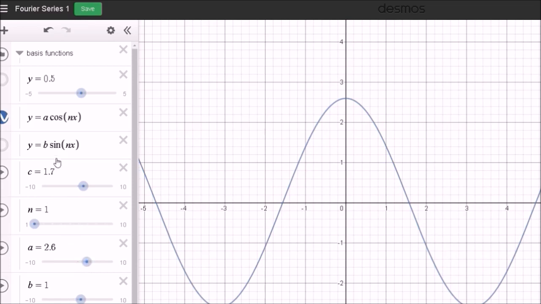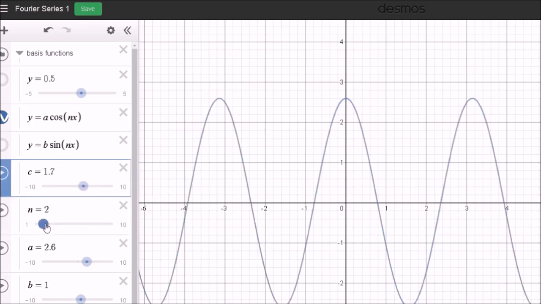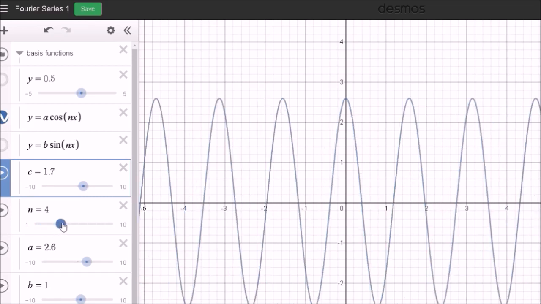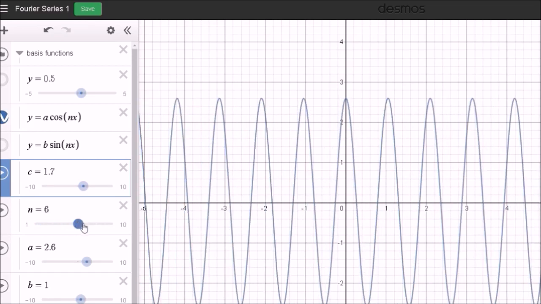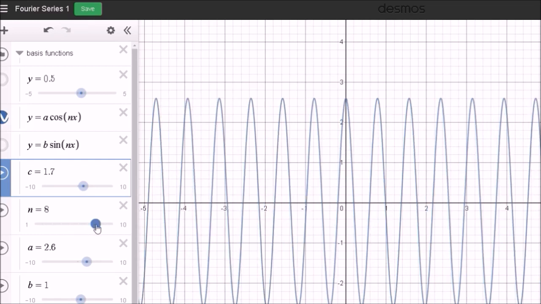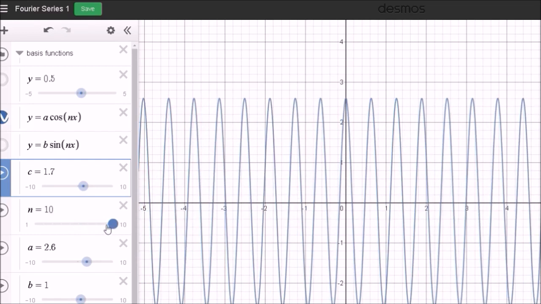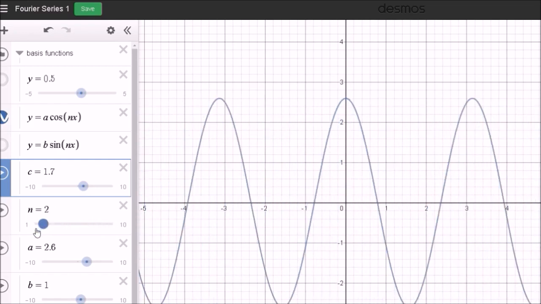We can also change the frequency of the cosine function. The frequency is the value of n. Notice that I've set it up so n changes from 1 to 10 in steps of 1, so it changes in discrete steps. You'll see the frequency changes to twice the fundamental frequency, 3, 4, 5, just changing in integer multiples of that fundamental frequency, and that's it back to 1, which is the fundamental frequency.